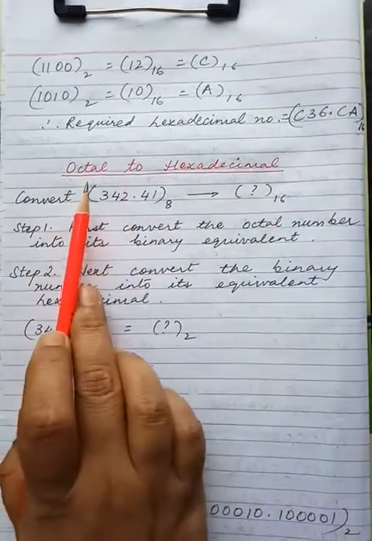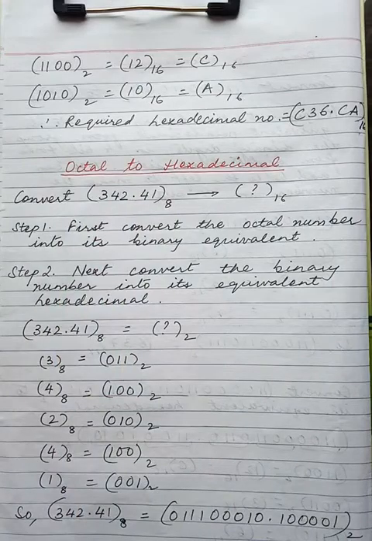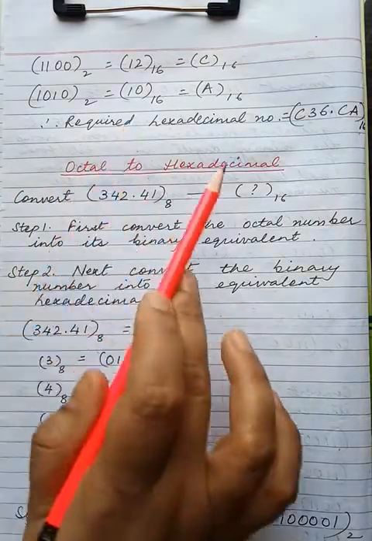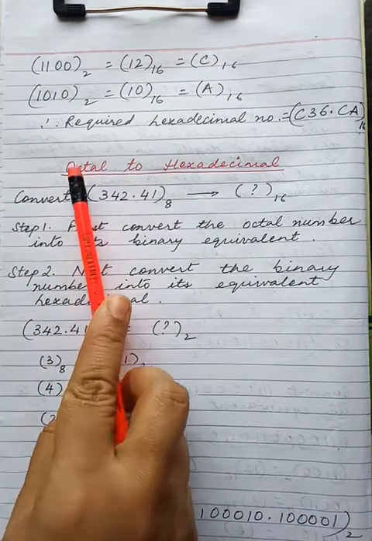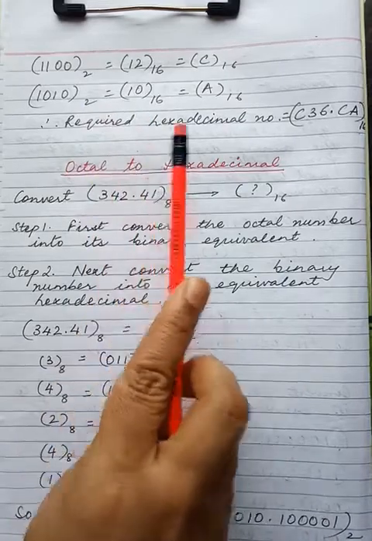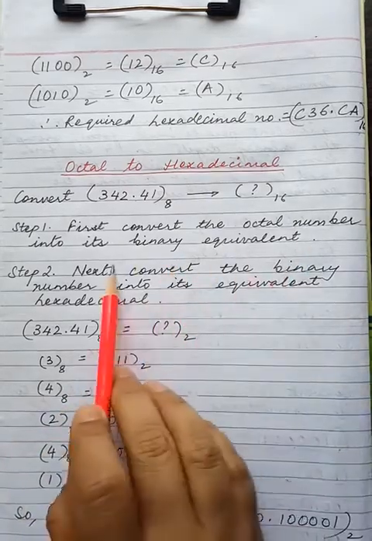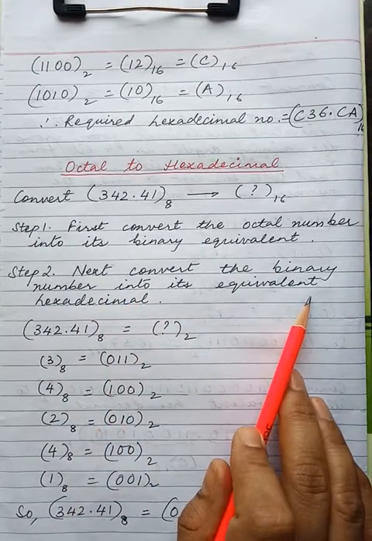Next comes the last conversion, octal to hexadecimal. Now you can convert an octal number first to decimal and then to hexadecimal. This is one method. The second method is you convert this octal number into its binary and then to its hexadecimal. If you convert to decimal, the calculations will be too long. So what I am doing here, I am converting the octal number into its binary equivalent and then converting the binary number into its hexadecimal equivalent.